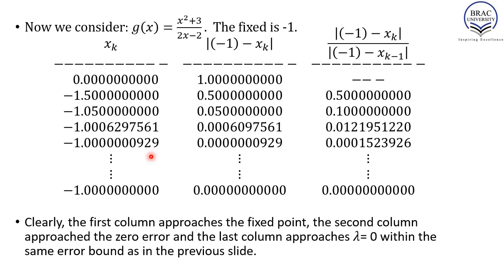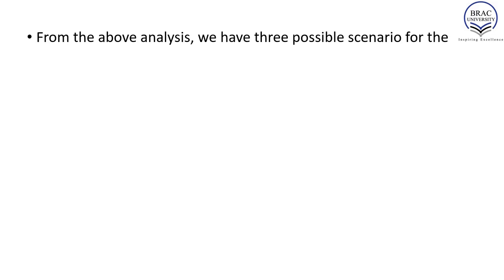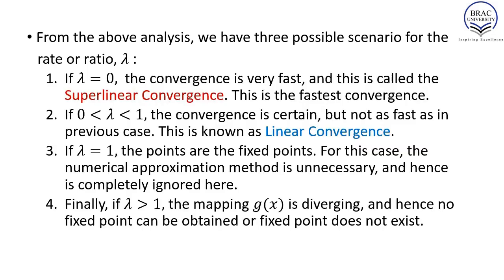So the first column is the value approaching x star, the second one is the error bound, and the last column is the lambda value. So lambda is 0 within the same error bound as in the previous slide. These two examples clearly show that we have three possibilities for lambda, the ratio or convergence rate.